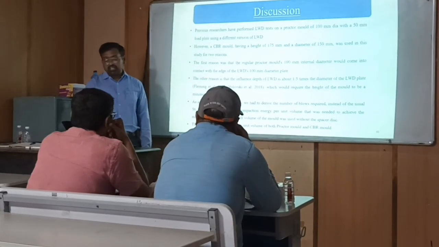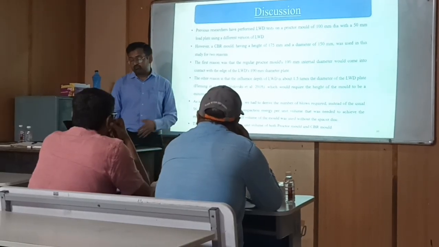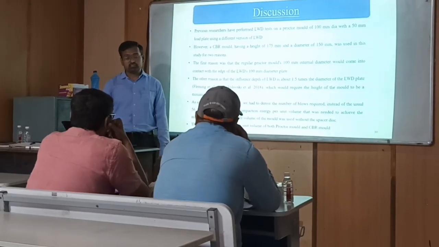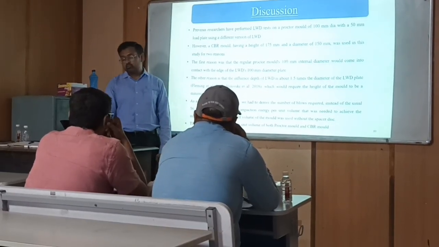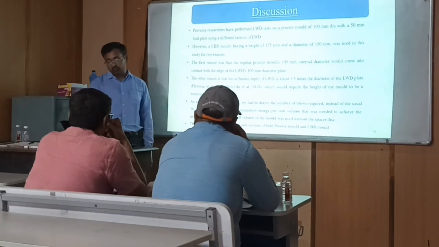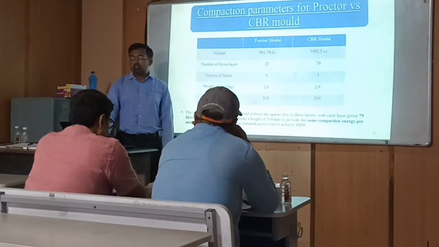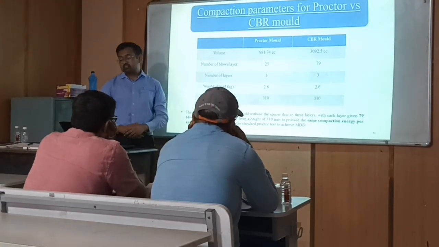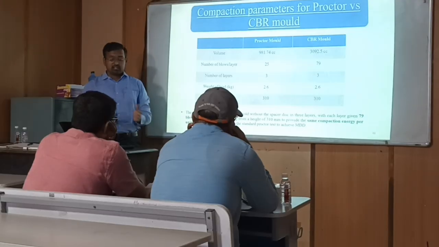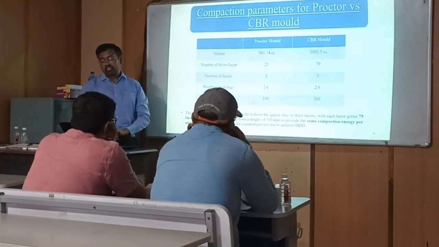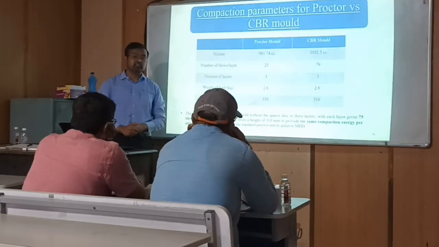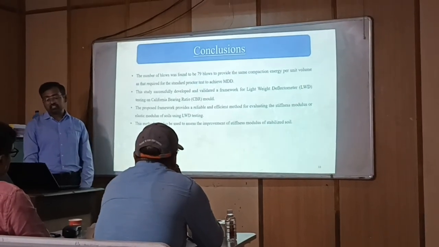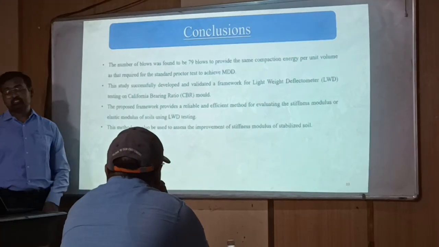dry density. As the full volume of the mold was used without the use of a spacer disc, we had to increase the number of blows because the volume of the mold increased. Thus, we equated the energy per unit volume of both the Proctor mold and the CBR mold. We can see the volume of the Proctor mold and CBR mold, and to adjust the energy per unit volume, we have to apply 79 blows per layer during the process of compaction. This method can also be used to assess the improvement of stiffness modulus of stabilized soil.